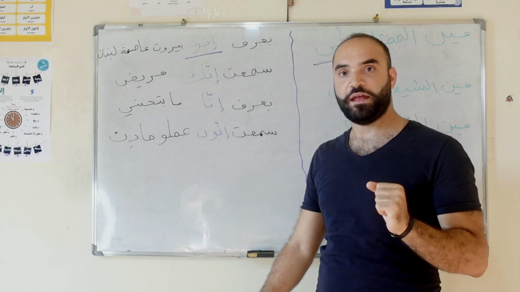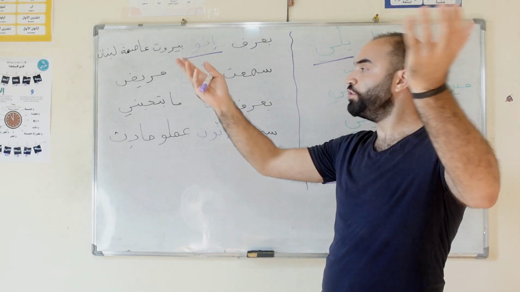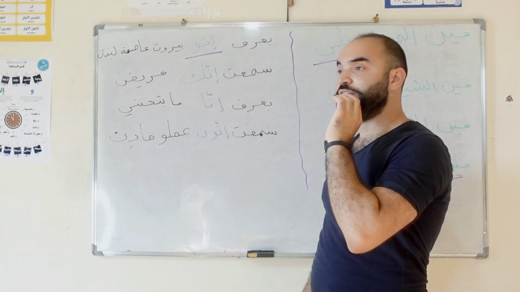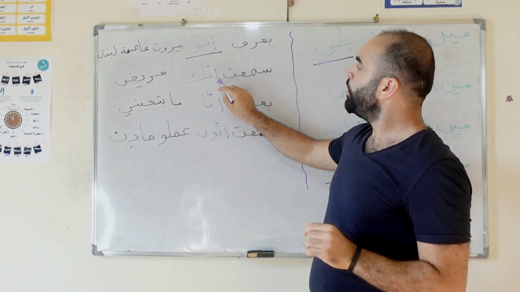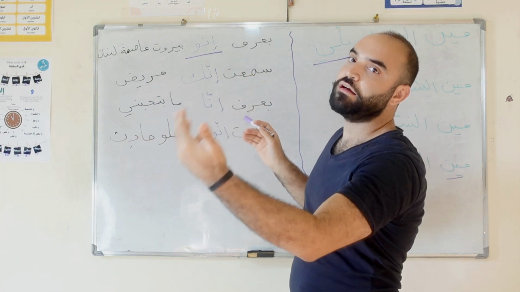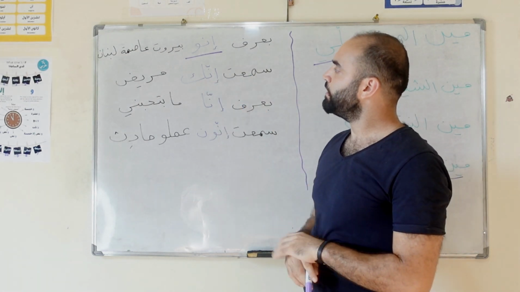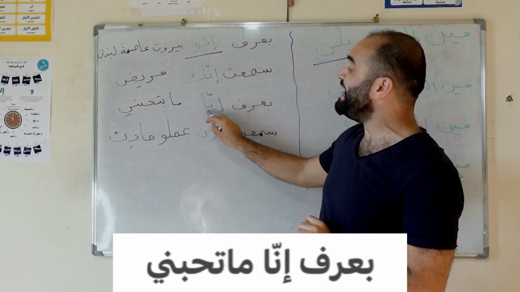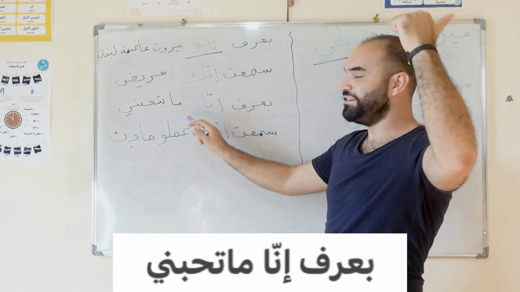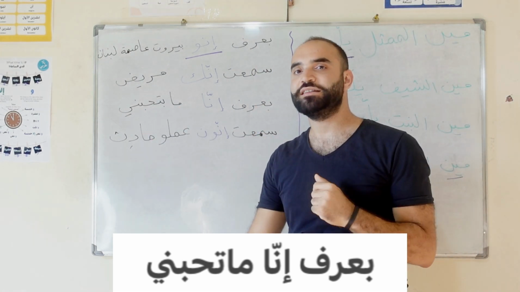إنك مريض. When you talk about things in general, you use إنه. But if you want to be more specific, you say إنك. Or I could say سمعت إنه for all the personal pronouns. سمعت إنك مريض. بعرف إن ما بتحبني. I'm talking about her. I know that she doesn't like me. إن ما بتحبني.